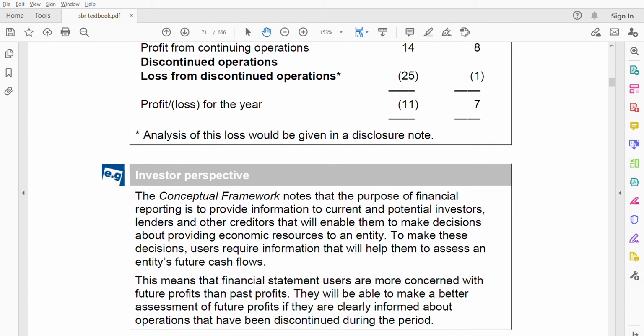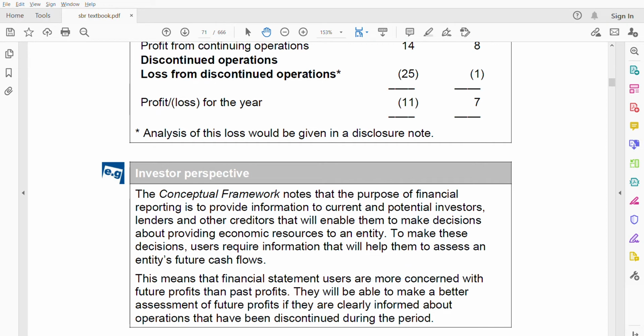Now let us go to the investor perspective. Investor perspective means conceptual framework. What does the conceptual framework say about this? Any standard you follow, you should know what the conceptual framework says about it. This is why the first lecture I started is with the conceptual framework. It's very important that you learn it, because everything is built around that conceptual framework only. You cannot go wrong with that. Let us see what it has to say.